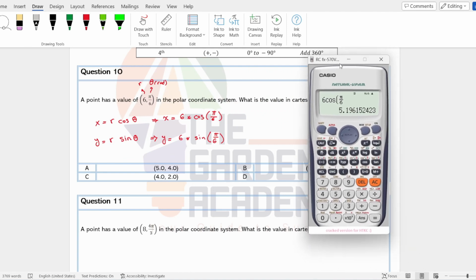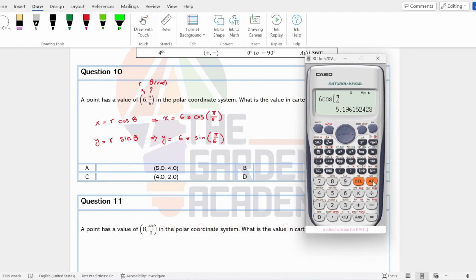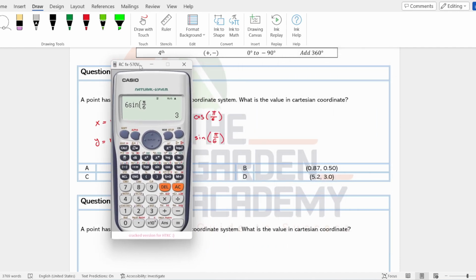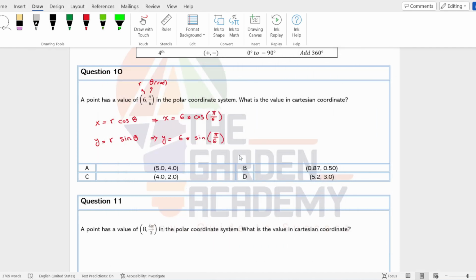طيب what about the other one? We will do the same thing. We will say 6 sine pi over 6. يطلع عندي الجواب 3. فبالتالي we have 5.2, 3. Let's write it down. This is equal to 5.2 and this is equal to 3. So which answer should we choose? Of course we will choose D. The answer is D.